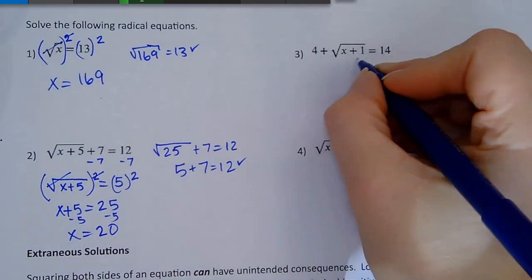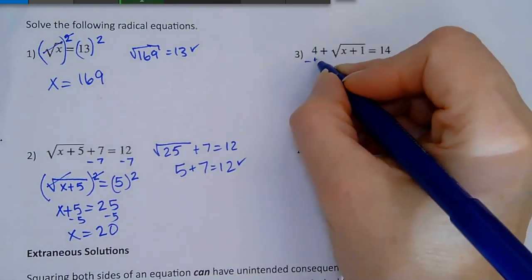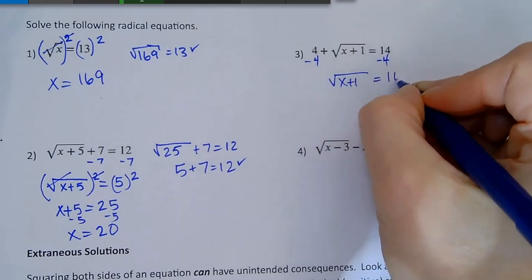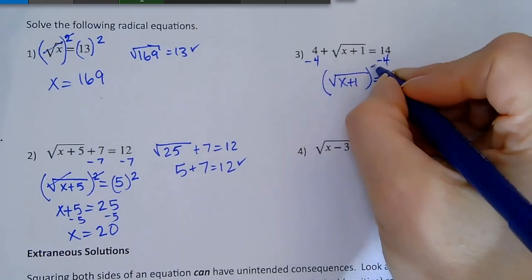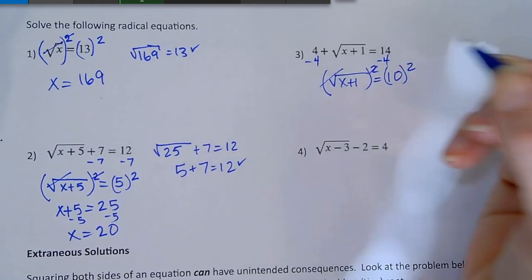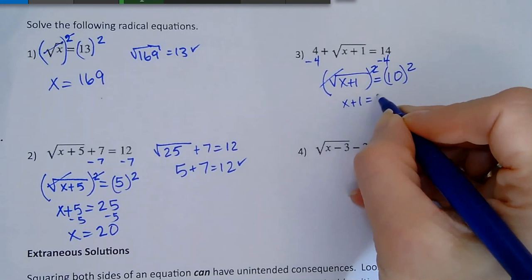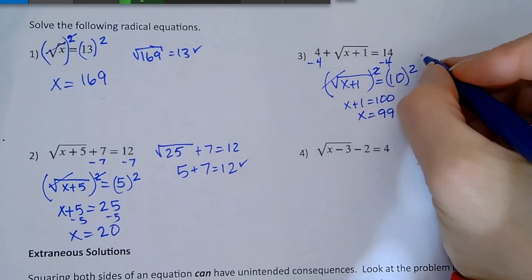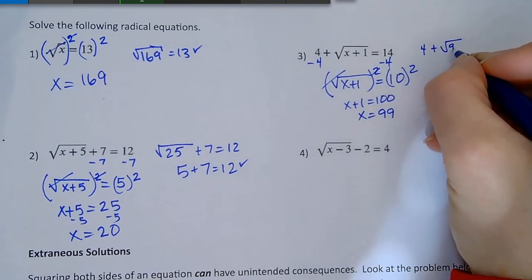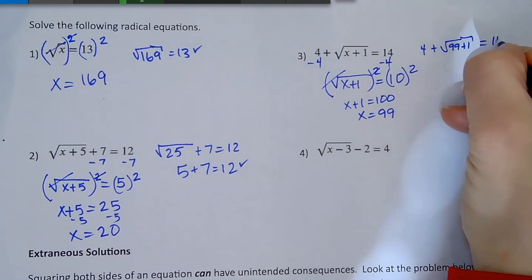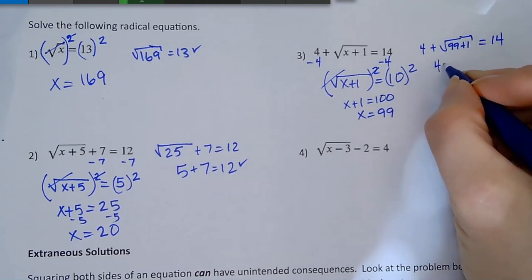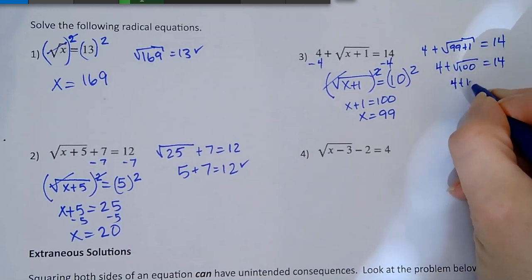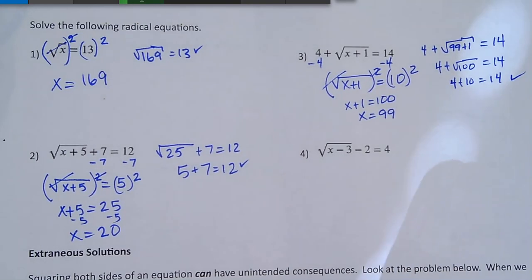Let's see. We want to get that radical expression all by itself, and so I'm going to subtract 4. So I have the square root of x plus 1 equals 10. Undo square root by squaring, and I have x plus 1 equals 100. Subtract 1 from each side, I get x equals 99. Let's just make sure. 4 plus the square root of 99 plus 1 equals 14. This is our question. 4 plus the square root of 100 equals 14. And sure enough, 4 plus 10 equals 14. So check, our answer worked.